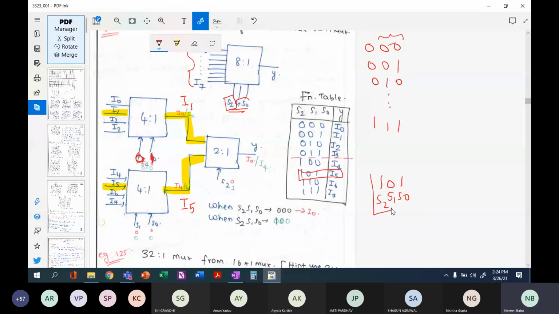Now here S2 corresponds to what? S2 corresponds to 1. Since here S2 corresponds to 1, this input corresponds to 0, this input corresponds to 1. So this input is transferred to my Y here, and my Y will have an output I5. Understood how this works? Okay, I'll take another example.